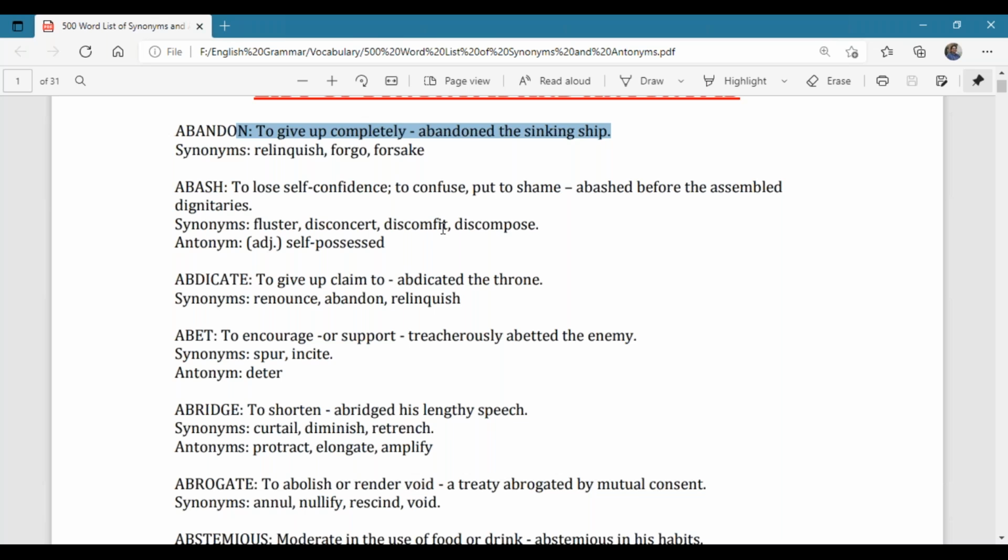For example, he was abandoned by his mother at an early age. That means he was left by his mother at a very early age. Abandon means to leave something behind. To leave, desert, relinquish, forego, forsake: all these are synonyms of the word. Of course, you can also add many other words like desert, leave, break up with, dump.